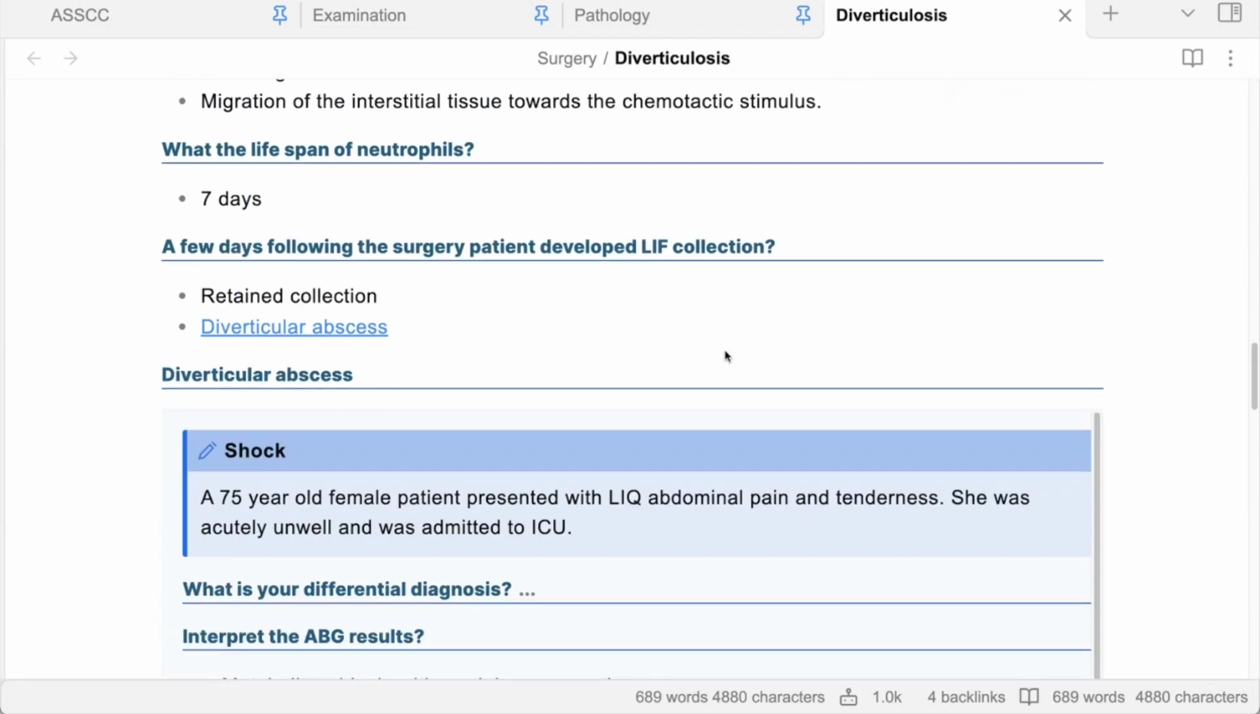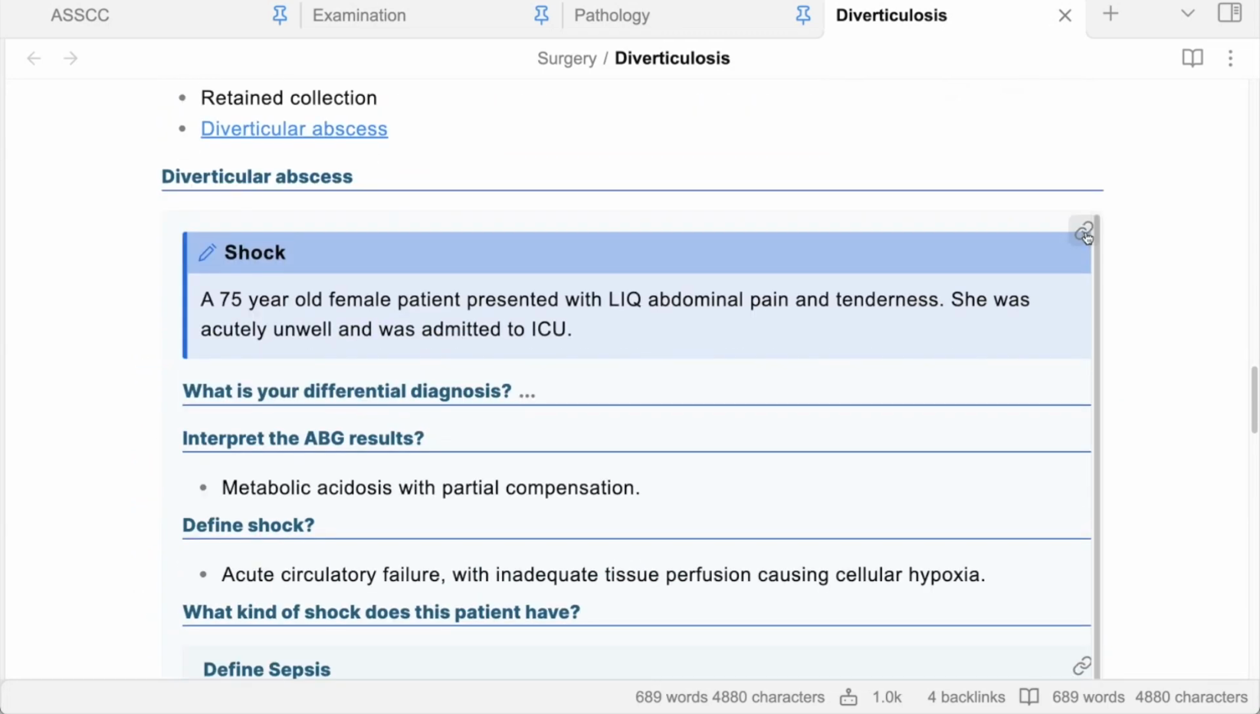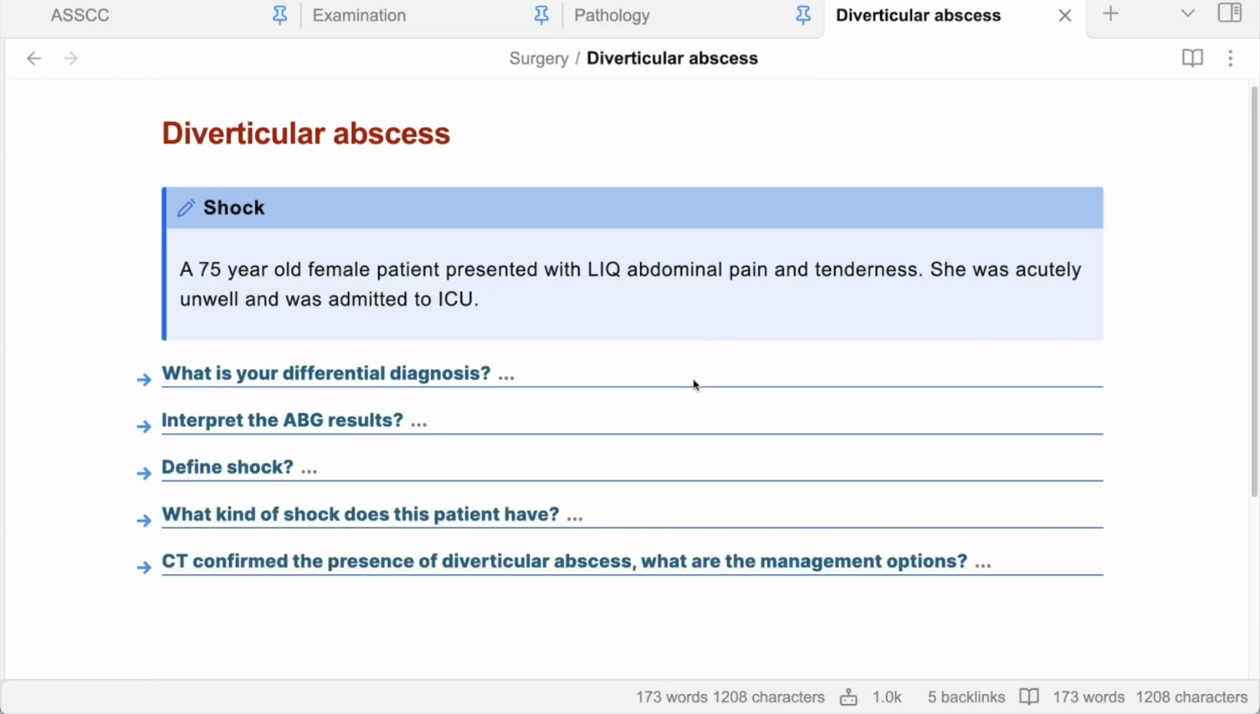So you have a 75-year-old female patient who presented with left iliac fossa abdominal pain and tenderness, acutely unwell and admitted to ICU. What's your differential diagnosis for left iliac fossa abdominal pain?